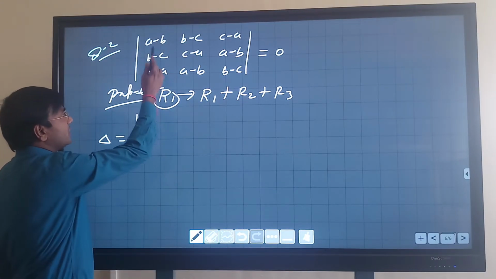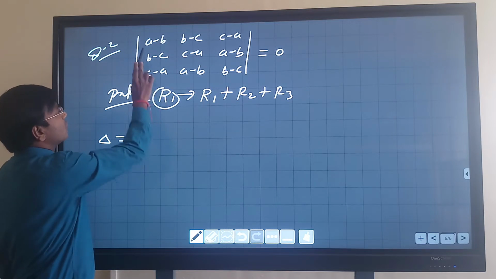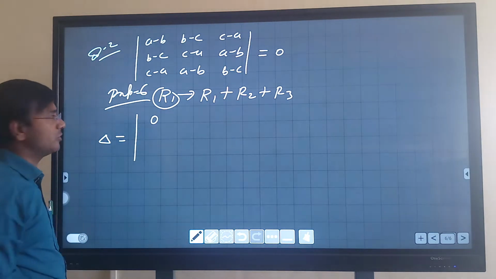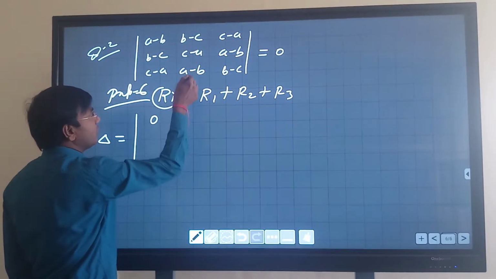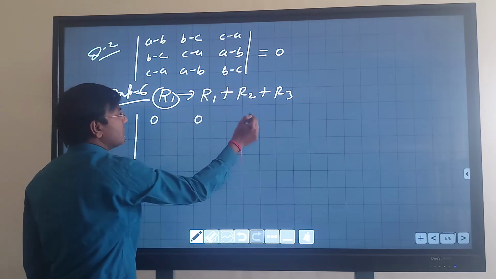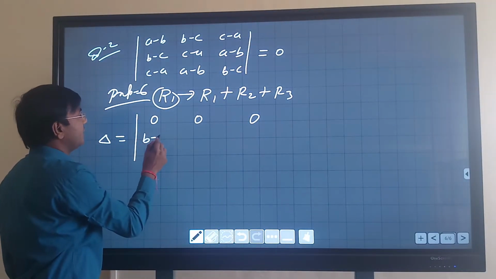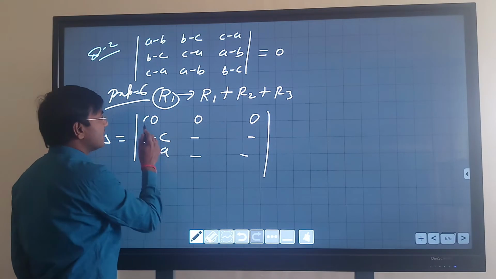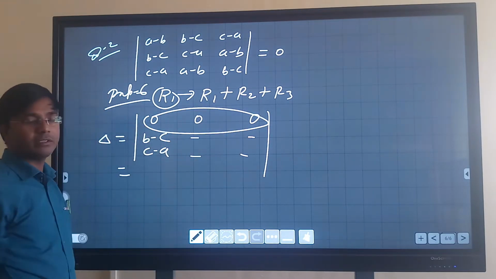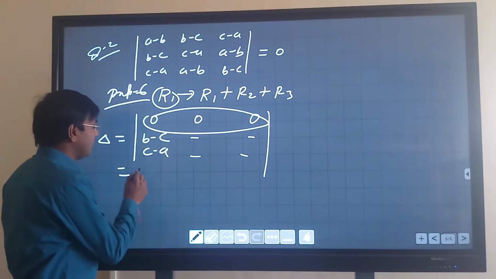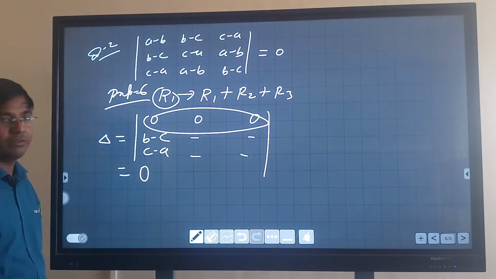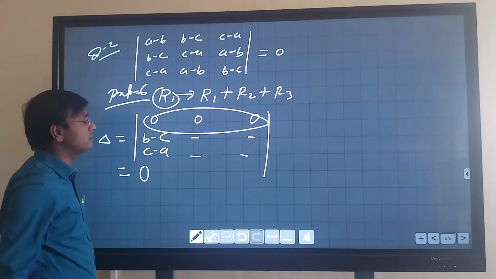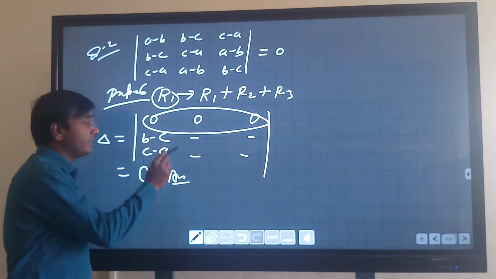So if we add all these three, A minus B plus this, we see A and A cancel, B and B cancel, C and C cancel. So what will we get? 0. Similarly, if we add all these three, we get 0, same as for this, and 0. And write the remaining elements as they are. Since here all elements are 0, the value of the determinant gets 0 itself. This is also one of the properties. If all elements are zeros, the value of the determinant is 0.